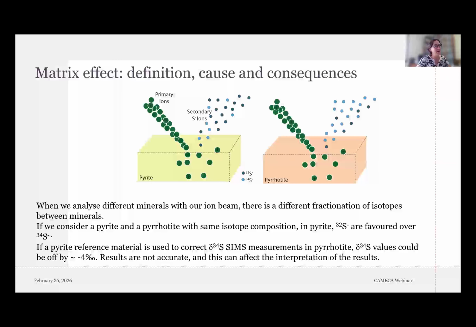So, for example, if we consider a pyrite and a pyrrhotite with the same isotope composition in reality, in pyrite, 32S, which are a little bit darker here, are favored over the 34S. And therefore, if a pyrite reference material is used to correct the delta 34S SIMS measurement in pyrrhotite, then our delta 34S values could be off, biased by 4 per mil. It means the results are not accurate, and that obviously can affect the interpretation of the results.